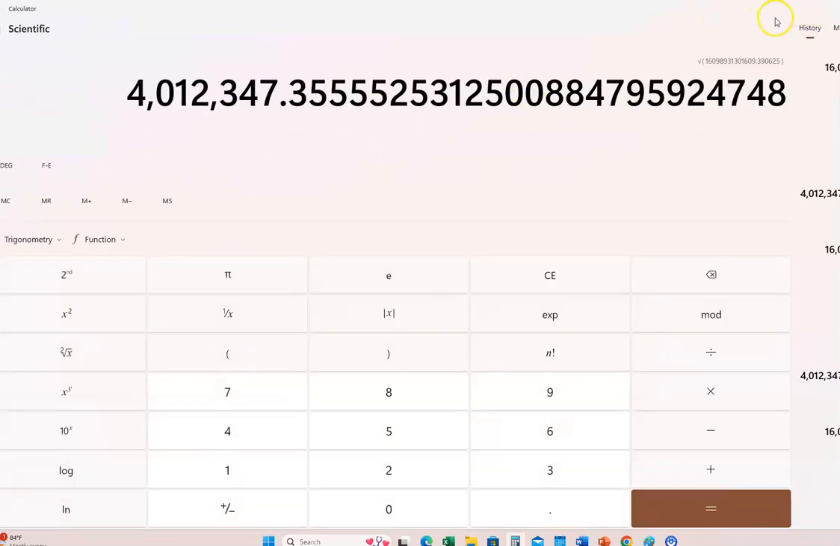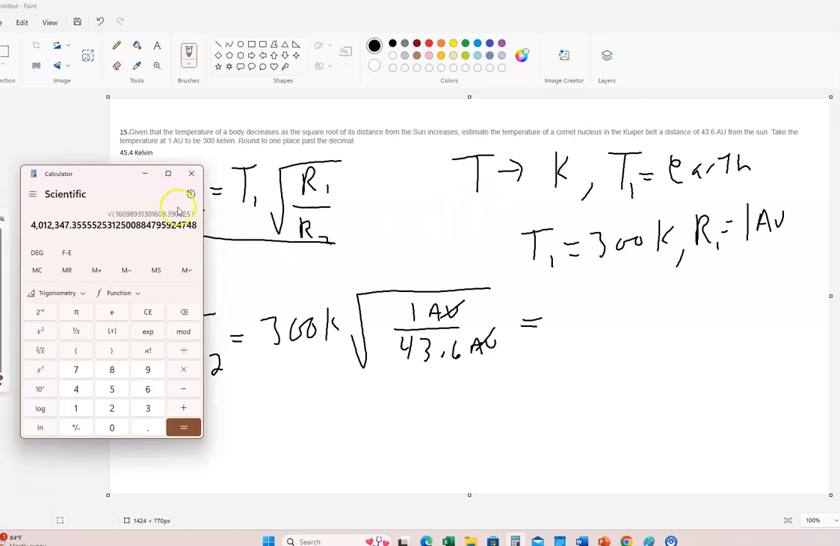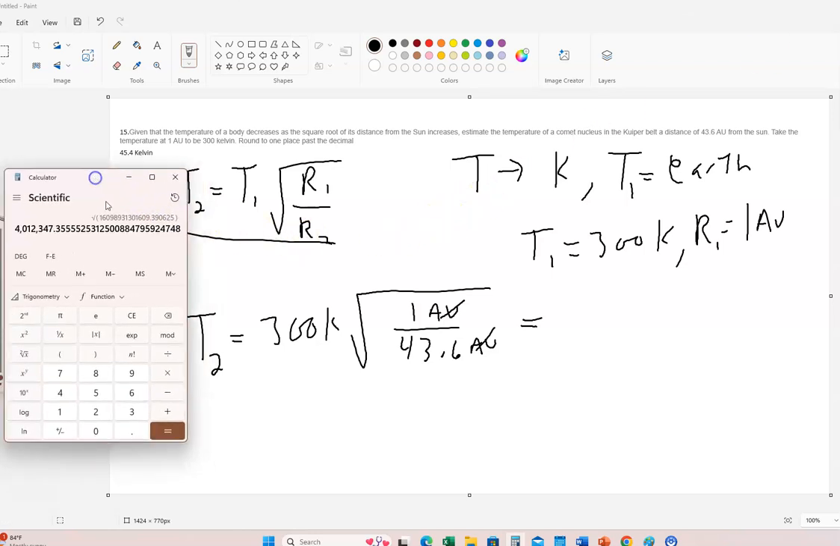Oops, I didn't mean to do that. All right, so there it is. So here we go. It's going to be 300 times the... with this calculator, let me do it in a little different order. It's going to be 1 divided by 43.6. That's underneath the radical right there.